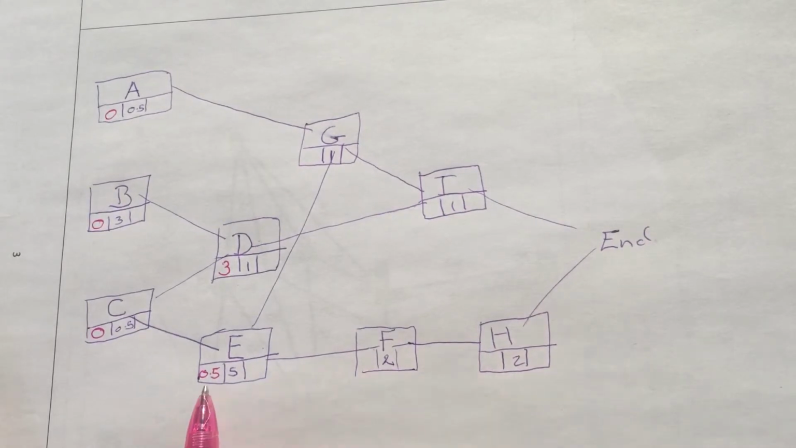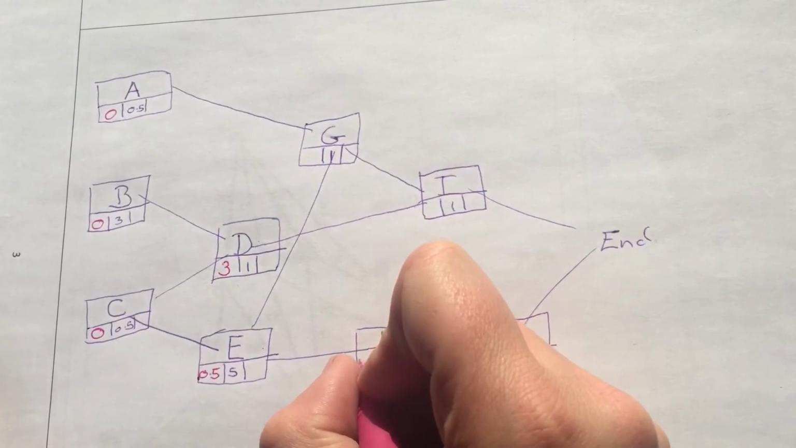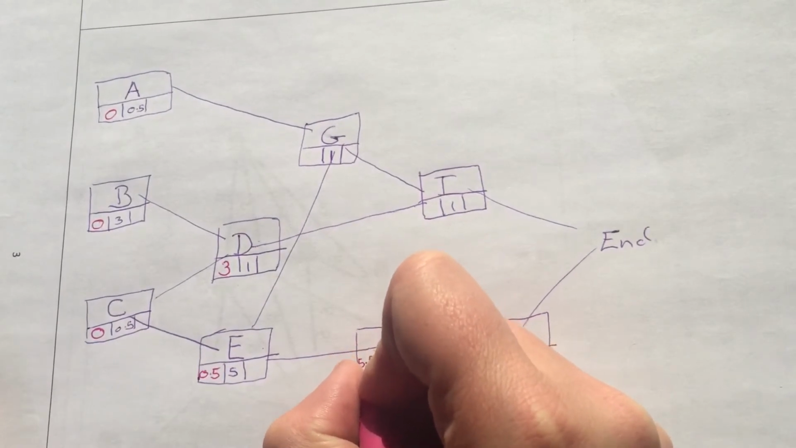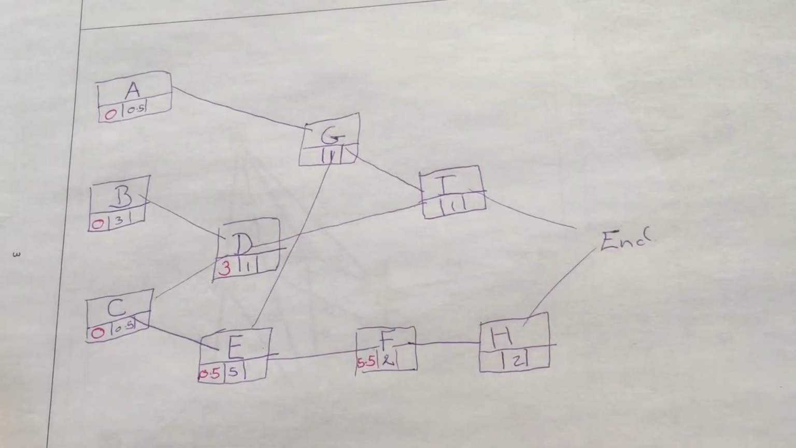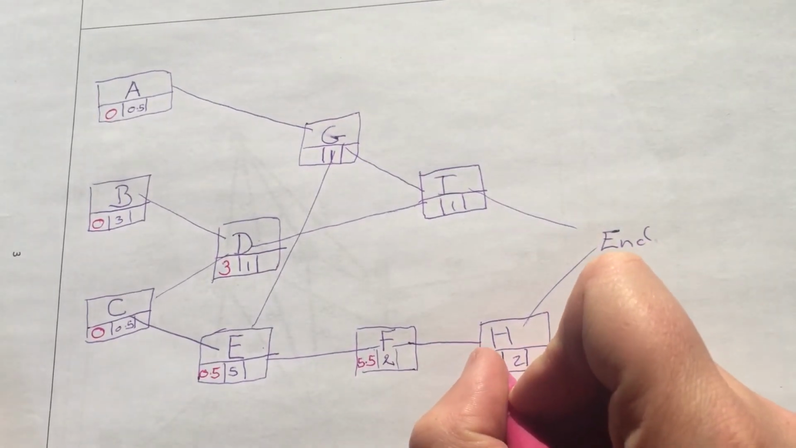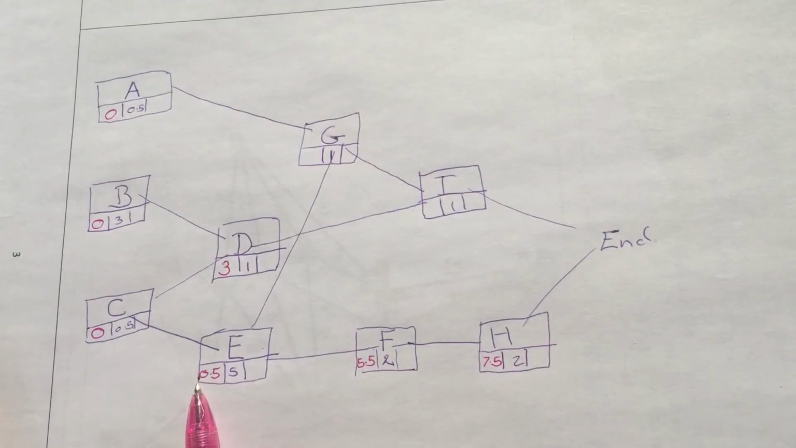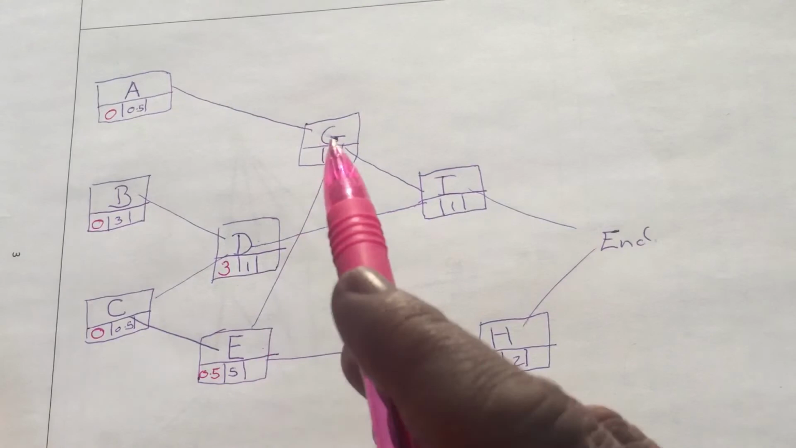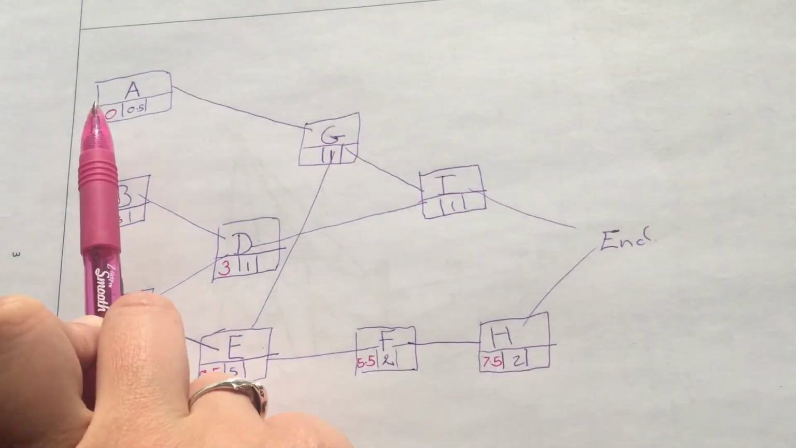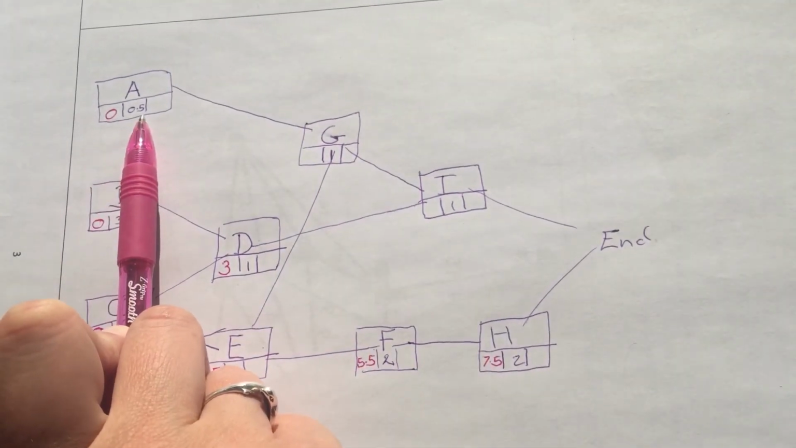F, E starts at 0.5 and takes 5, so that's going to finish at 5.5. H is going to finish at 7.5. So again, E, 0.5 and 5 is going to finish at 5.5, and that's far slower than this at just half an hour.